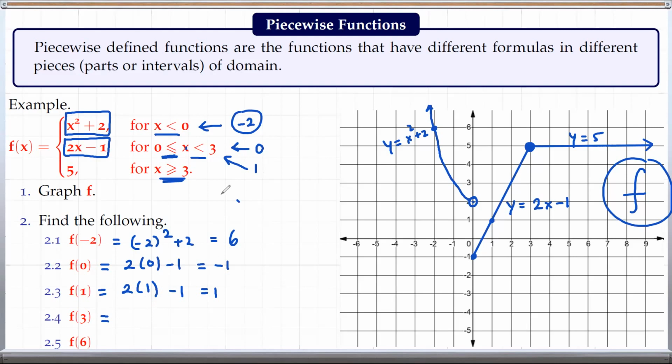f of 3 lies in the third interval here, because the third interval contains all real numbers greater than or equal to 3.